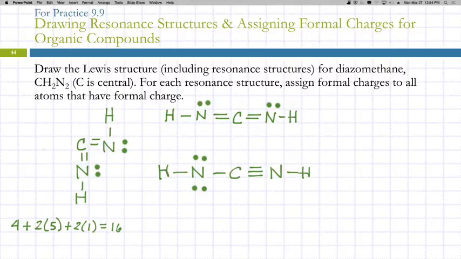What's the other resonance structure? Triple bond with the other nitrogen. So hydrogen, nitrogen, triple bond carbon, single bond nitrogen, hydrogen, and the lone pairs over here this time. Any questions?